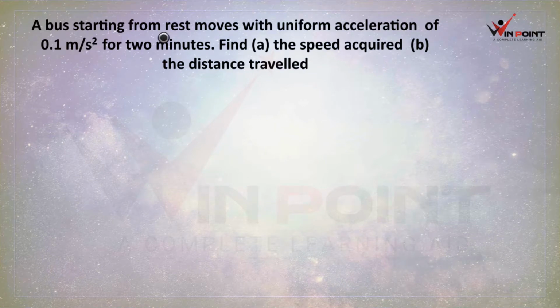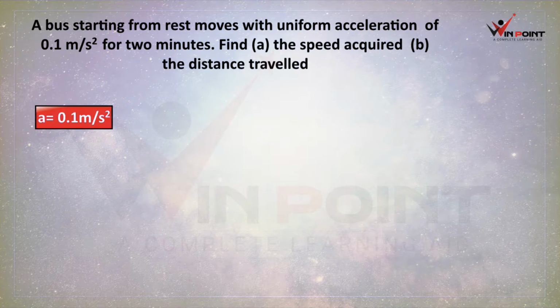A bus starting from rest moves with a uniform acceleration of 0.1 meter per second square for 2 minutes. Find the speed acquired and the distance traveled. A equal to 0.1 meter per second square. It is given in the question.